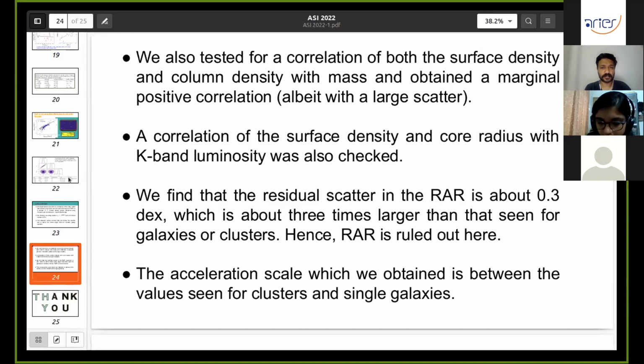Okay, so this was an observational analysis. Maybe we will consider it later, but now we were not considering the relativistic equation, but basically trying to find a correlation between this observational probe and whether there is any change while we are considering these cored profiles and the NFW profiles, etc.